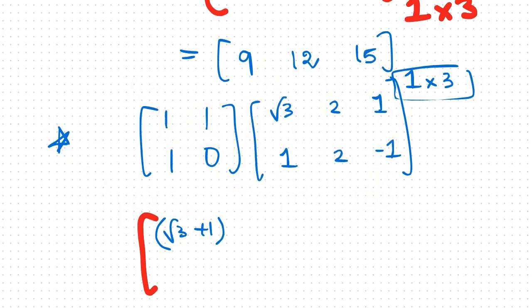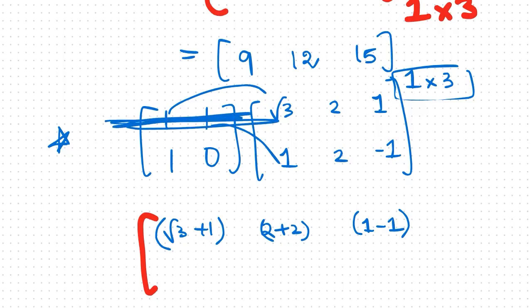So the first one is root 3 plus 1, that is correct. Next, the second one will be 2 plus 2, 4. And the third one will be 1 minus 1. Correct. Done with this batch.